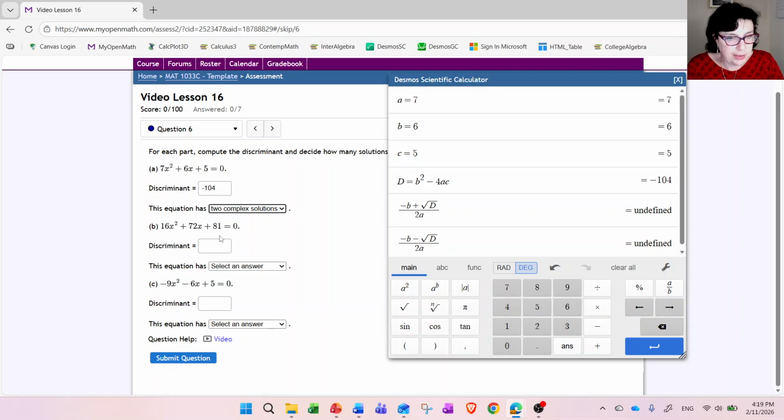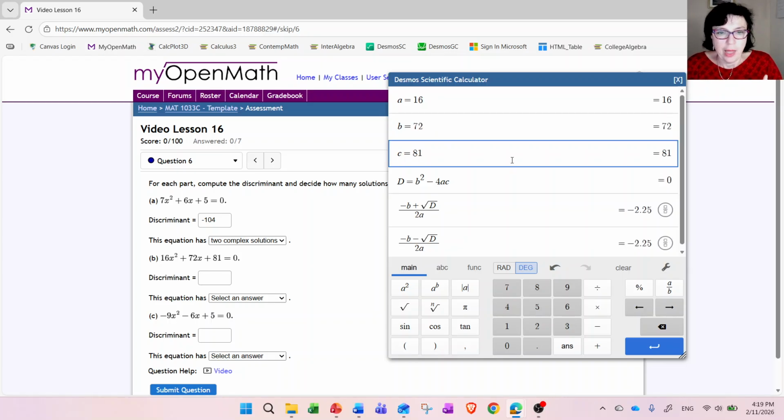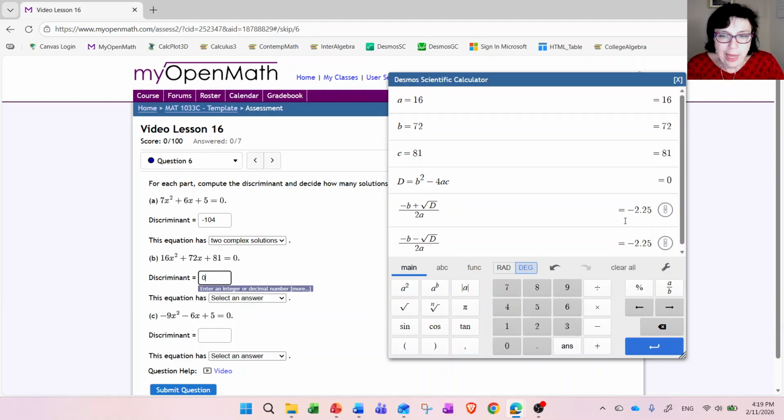Okay, the next example is 16, 72, and 81 for A, B, C. Let me type that, 16, 72, 81. Again, it immediately computes the answers for you. You can see that the discriminant is 0, which is what you put. And then you see that the two solutions are actually one and the same. And that means that we have one solution.